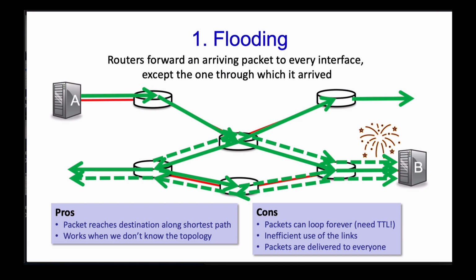Flooding is clearly very inefficient. Even though we wanted to send the packet only to B, it was sent over every link to every end host, many times. And because packets are delivered to everyone, there are some clear security implications. Everyone can see all the packets. If the packet isn't encrypted, this is clearly not very secure.